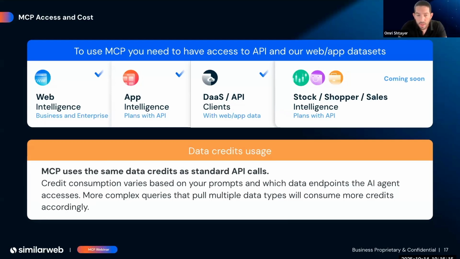Essentially, anyone with the API, with our DAS set of products, can start literally in a few minutes today. You're using the same API key for the REST API, the same data credits that you got with the Similarweb subscription. So you should be good to go from day one. We're not charging any extra for this. We want to make this available, easy to use, and ready to go from day one for you guys.